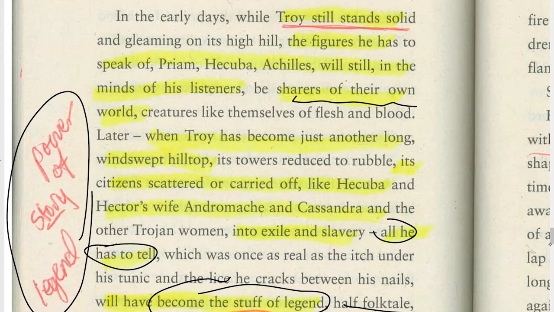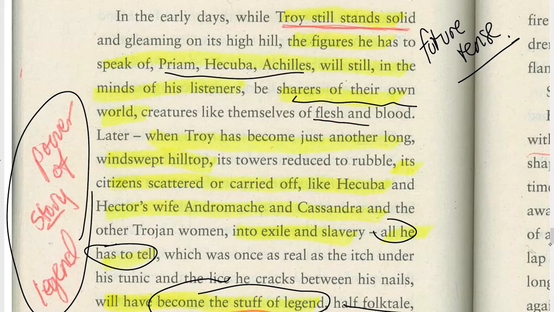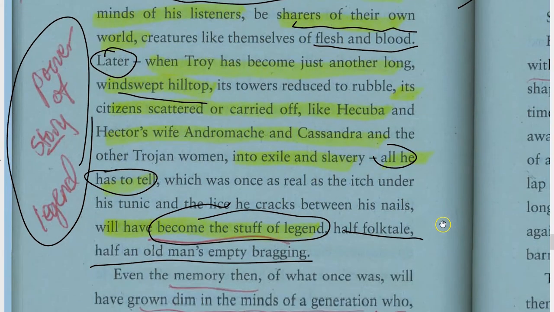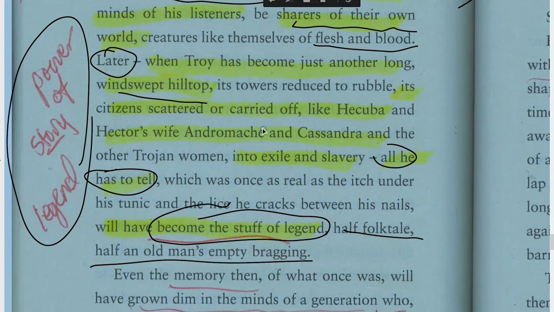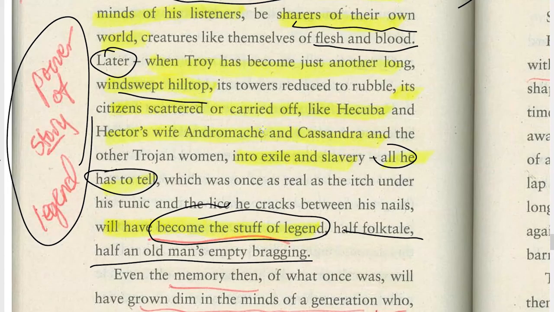So in his story, as he tells this story, this is future tense used here. So as he tells the story, Priam, Hecuba, Achilles, they are all, in the minds of his listeners, existing in their world. They're creatures of flesh and blood. But later on, thousands of years in the future, perhaps, when Troy has just become a legend, a windswept hilltop, there'll be towers of rubble, citizens carried off. It will be the stuff of legend.